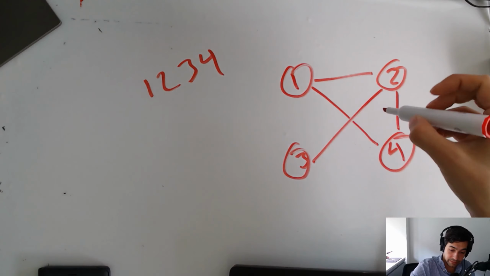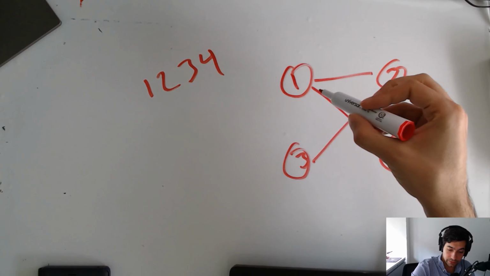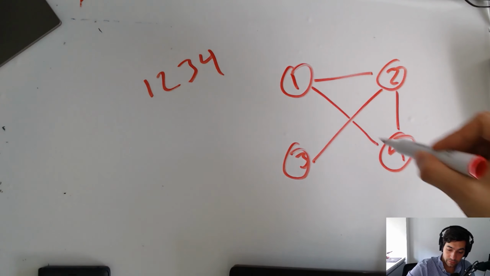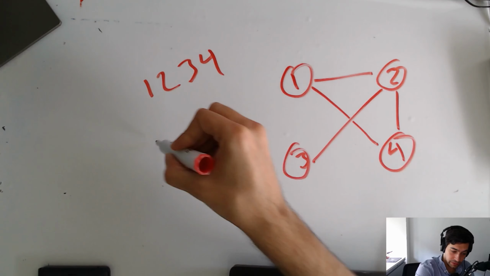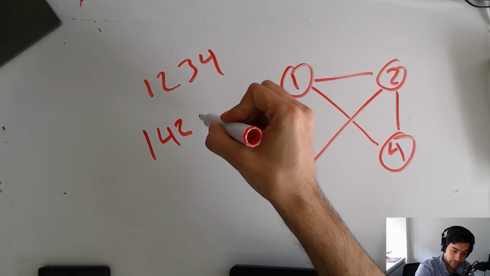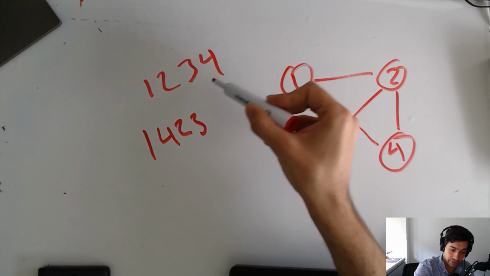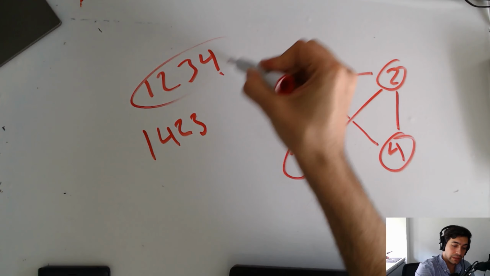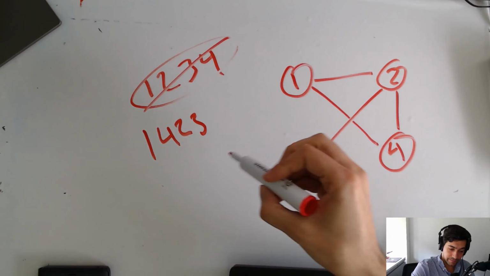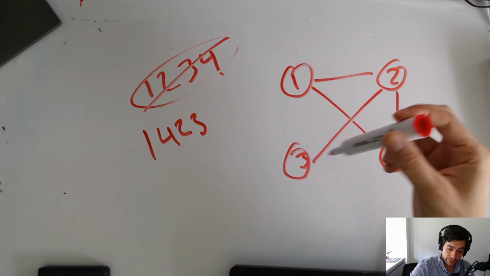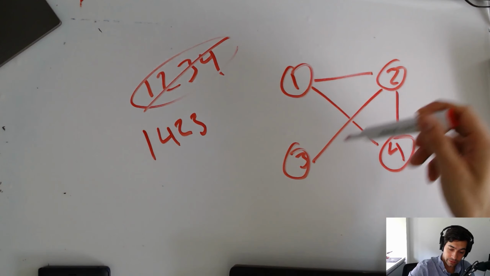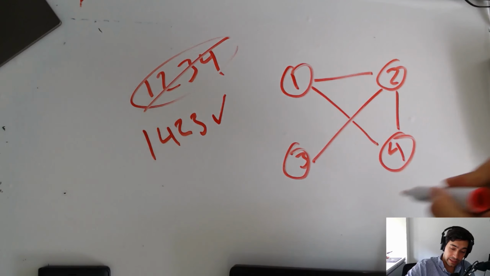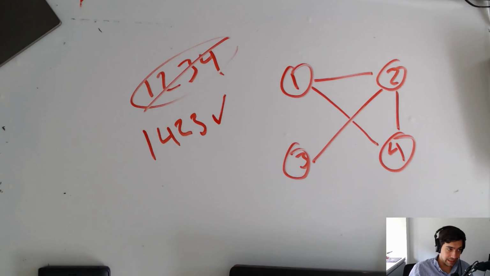Instead, maybe a Hamiltonian path. Let's see, how about 1, 4, 2, 3. So we decided 1, 2, 3, 4: 1, 2, 3, then we can't get to 4. That's no good. That is not a valid Hamiltonian path. But 1, 4, 2, 3. This is a Hamiltonian path, and therefore we say that this graph has a Hamiltonian path.